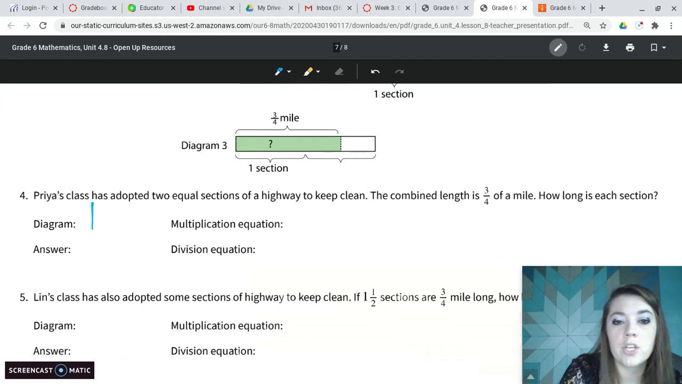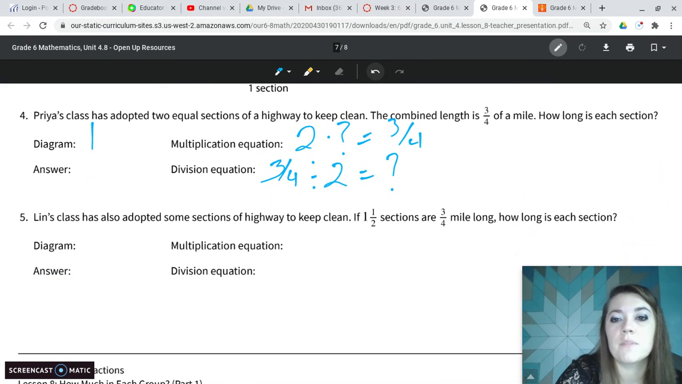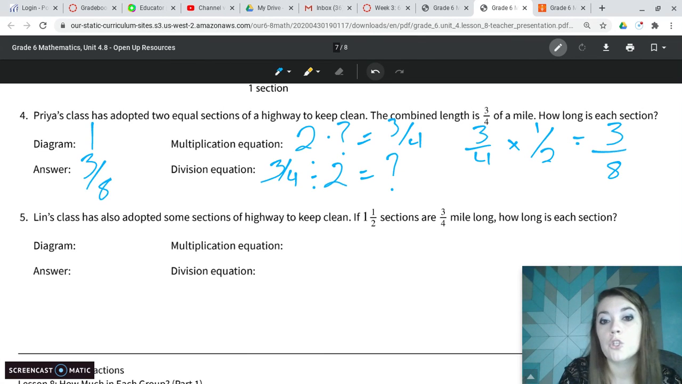So for our multiplication equation, 2 times something, that's a strange looking question mark, hang on, times something equals 3/4. So then our division equation, 3/4 divided by 2 equals question mark. So once again, same times flip, 3/4 times 1/2, because remember, 2 over 1, we flip it. 3 times 1 is 3, 4 times 2 is 8, so our answer is 3/8. So we're going to end up with fractions for some of these, fractions.